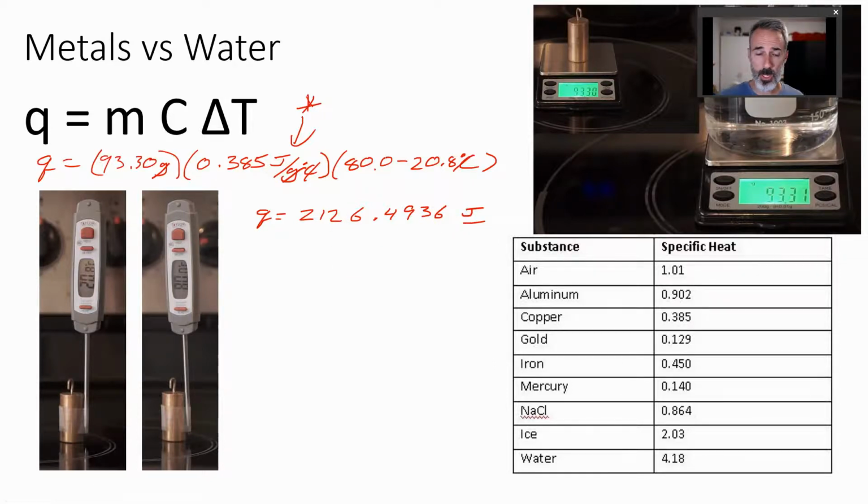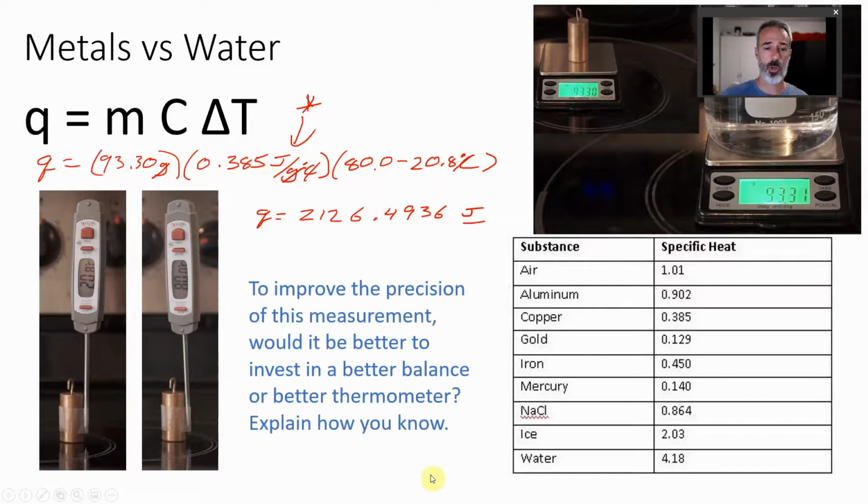All right, so here's what I want you to do here, just to kind of get to what we're thinking about sig figs a little bit. I did not round it to sig figs, but I want to know, to improve the precision of this measurement, would it be better to invest in a better balance, or would it be better to invest in a better thermometer? And why?